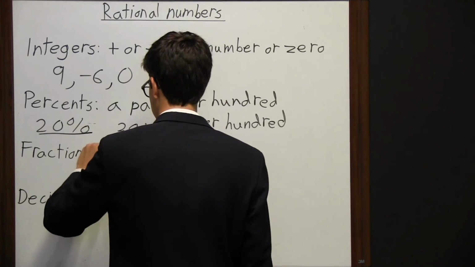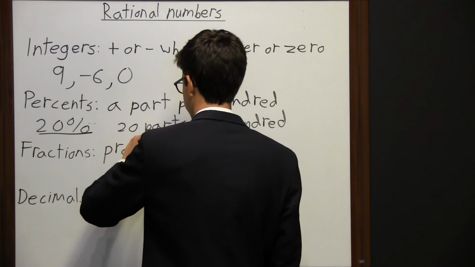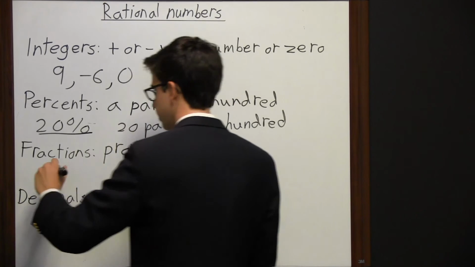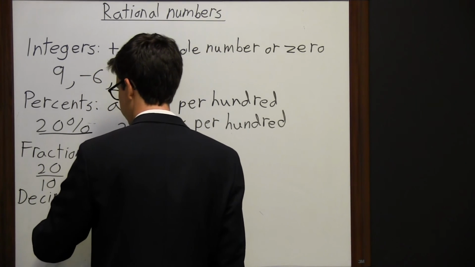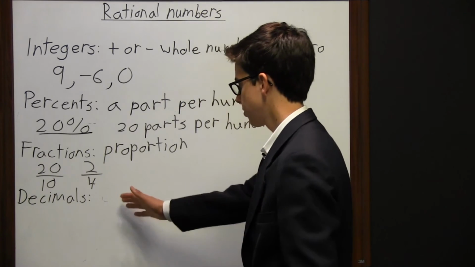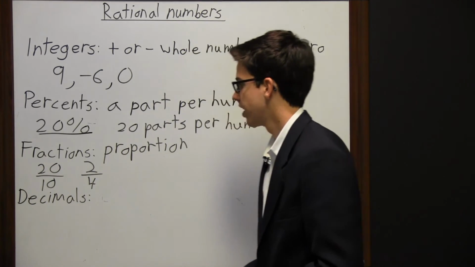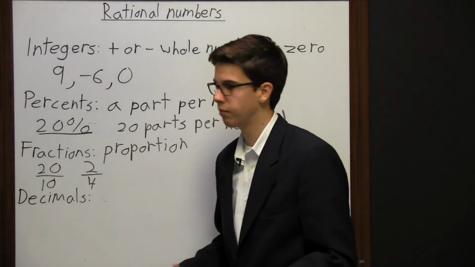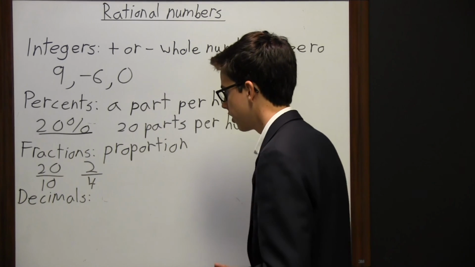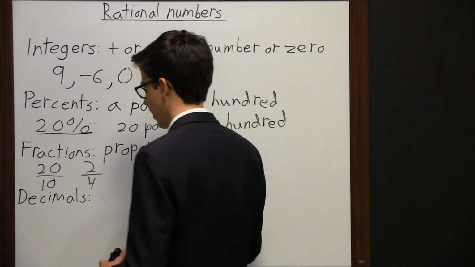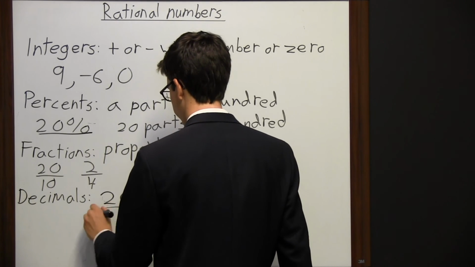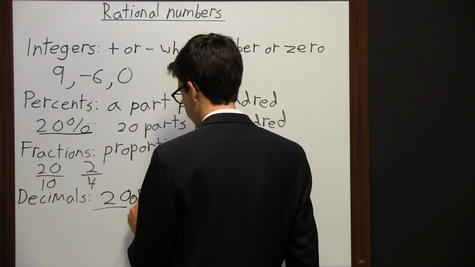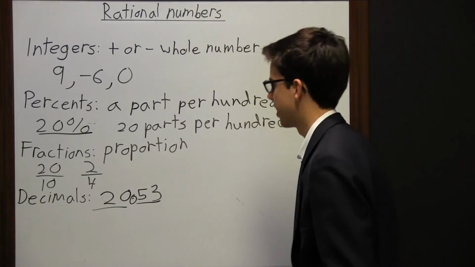Then fractions, which is a proportion. So an example would be 20 divided by 10 or 2 divided by 4. And of course we have decimals, so this is where we have an integer, maybe 1, maybe 89, maybe 0. And then we have a decimal place, and then we have numbers after the decimal, like 20.53. So we have our integer, we have a decimal, and then we have numbers after the decimal.